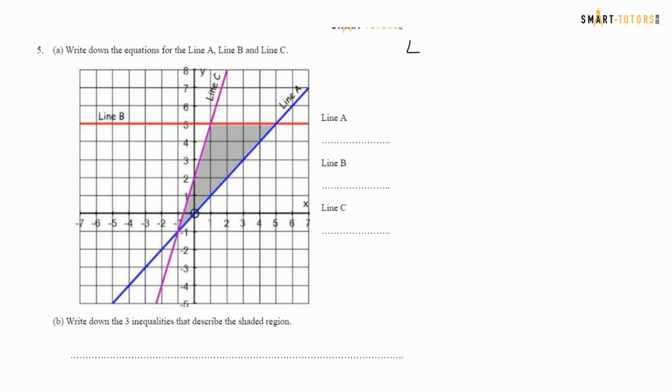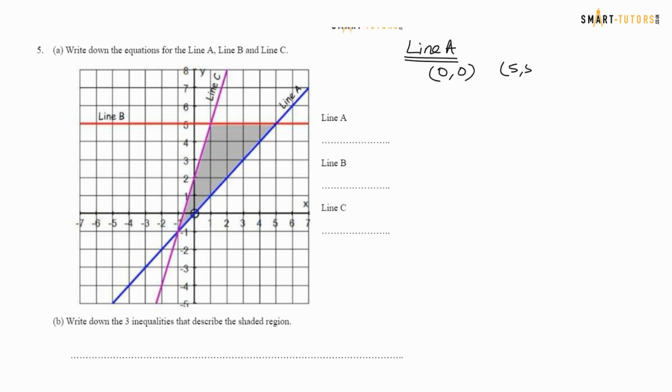So the line A, I have to do some maths to find out line A's equation. That is the problem. So how to find out? Line A is passing through the origin, 0, 0, and it's passing through 5, 5.